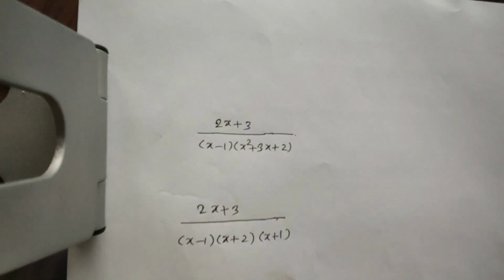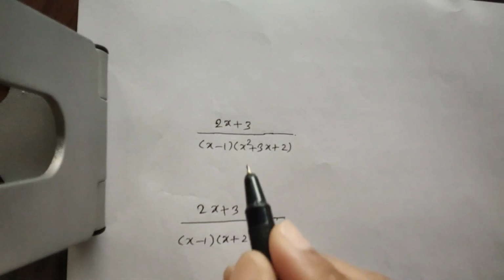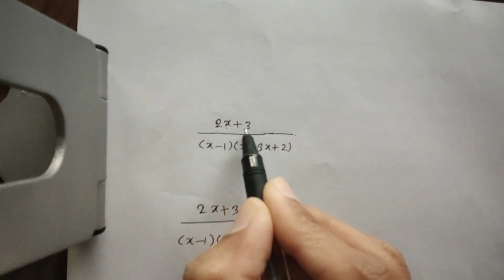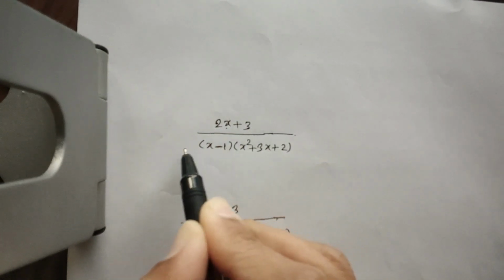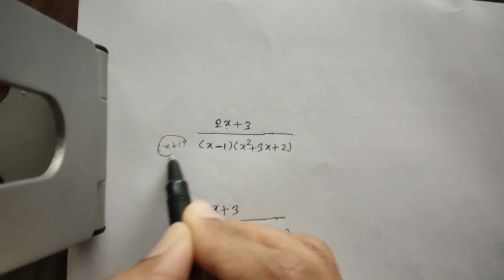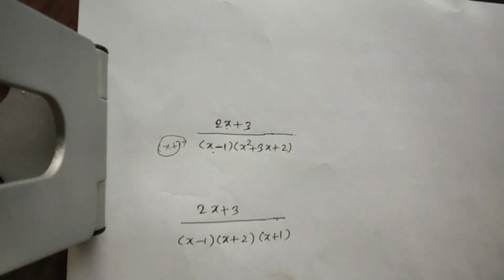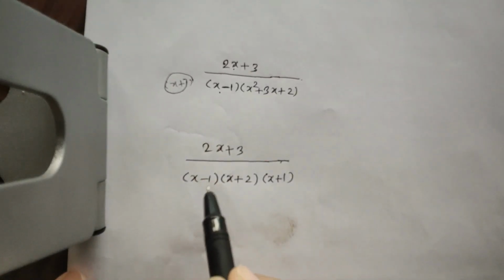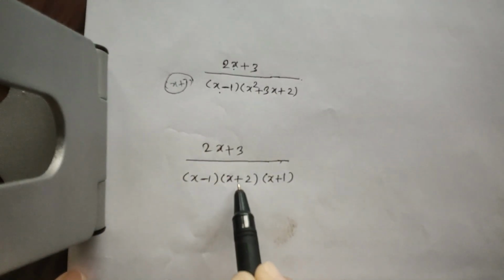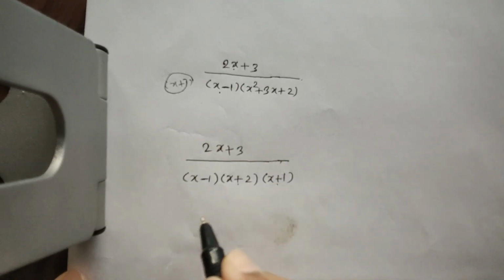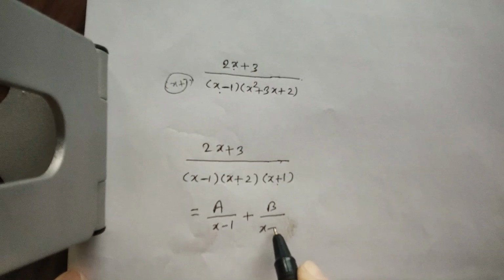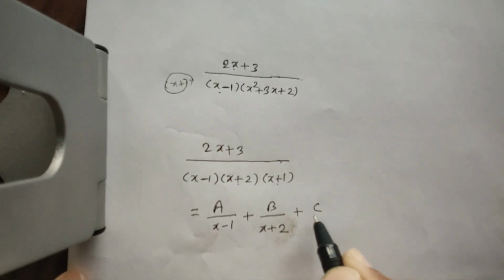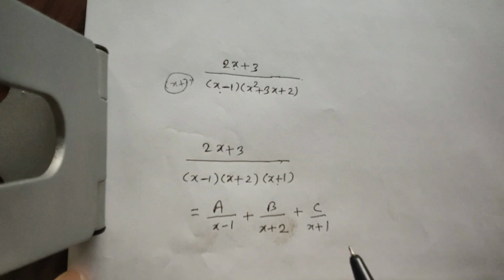Okay, just consider this example as 2x plus 3 upon x minus 1. Just consider here x minus 1, not x plus 1. I wrote x plus 1 there, but consider it x minus 1. So the factors I will get are 2x plus 3 upon x minus 1, x plus 2, x plus 1. And now I can resolve it as per case 1 as a upon x minus 1 plus b upon x plus 2 plus c upon x plus 1.